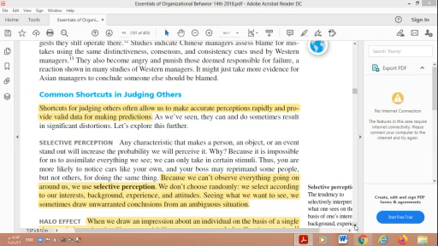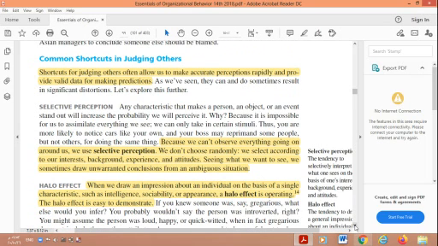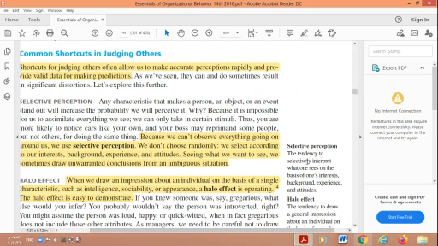The first shortcut is selective perception. And what do we mean by selective perception? Here we consider things which relate to us or that we believe in. So in judging others, we judge the people who have things in common with us and we appreciate them more. Or in another way, we can define selective perception: it is the tendency to selectively interpret what one sees on the basis of one's interests, background, experience, and attitudes.